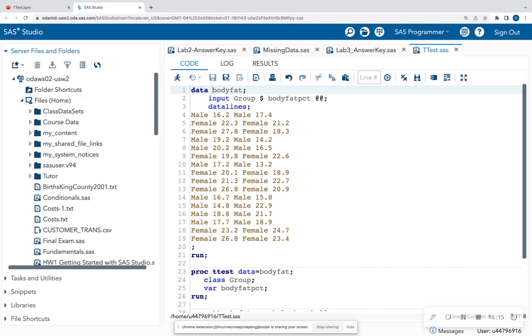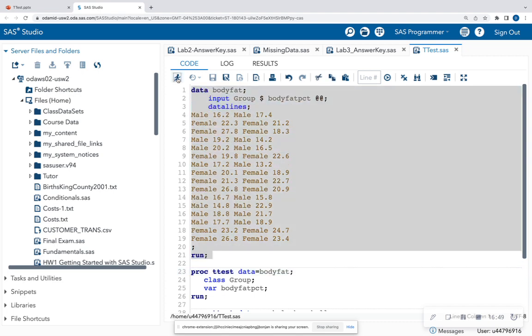So I'm creating a data set called body fat. I'm inputting 2 variables, the group, which is a character variable, and the body fat percentage, which is my numeric variable. The double at just means that I have multiple observations on one line. So here I have 2 male body fat percentages on the same line. Okay. And then I'm reading in data lines and I have my raw data. I just made this up. You definitely can make up your own data set as well. And then after that, I have a PROC t-test, okay?